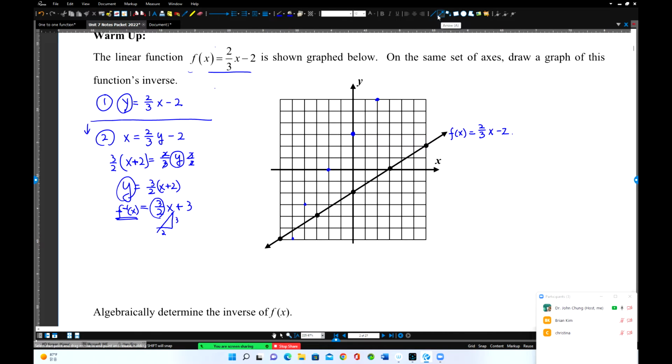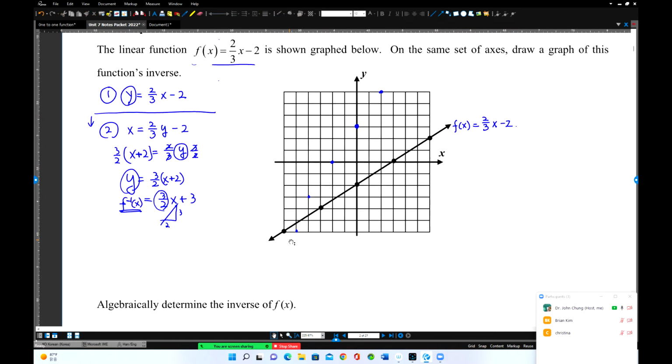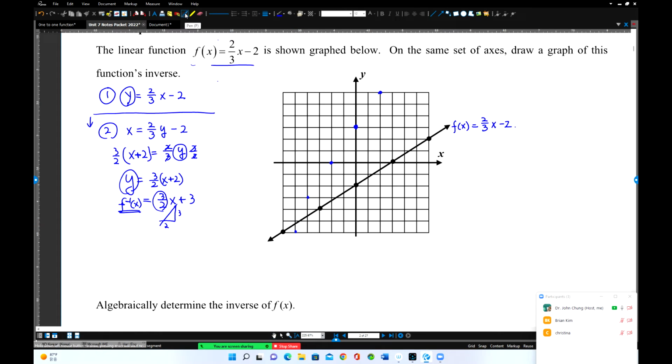When you connect these, the graph looks like this. Oops, that is not 2 left. 2 left, 3 down, this point. So I'm going to make the line look like this, and extend it a little to look nice. That's it.